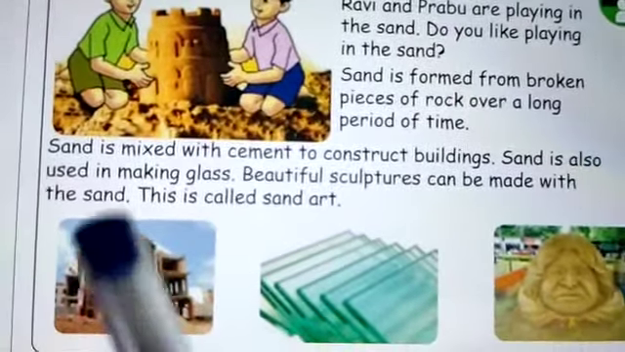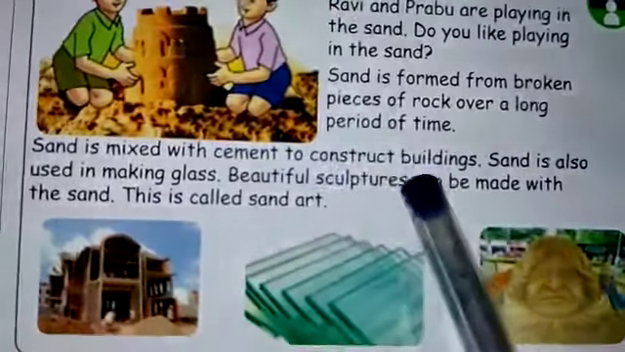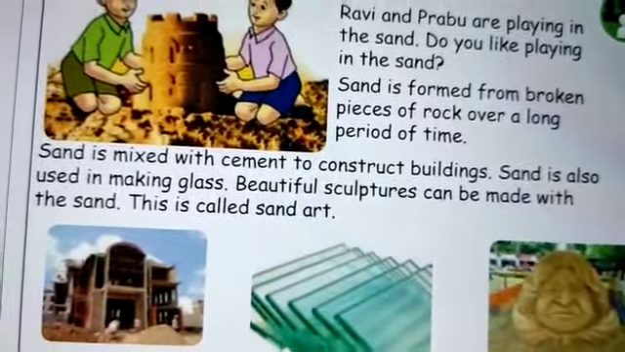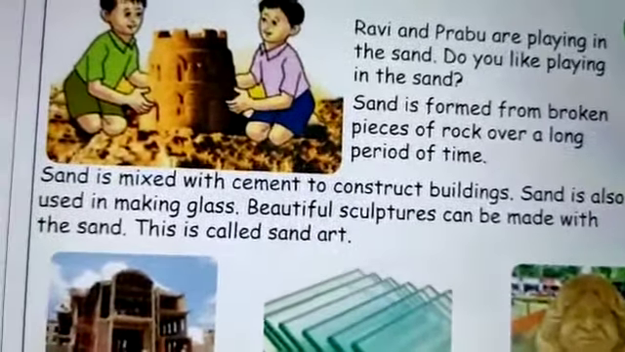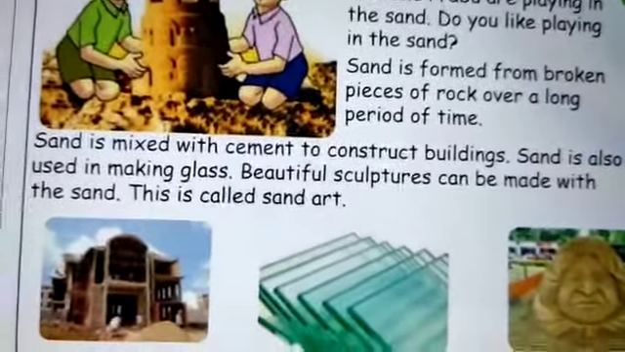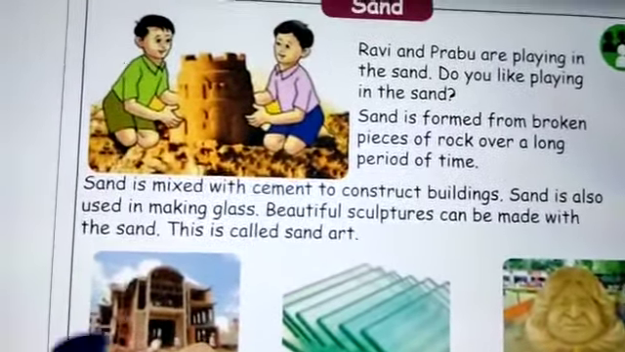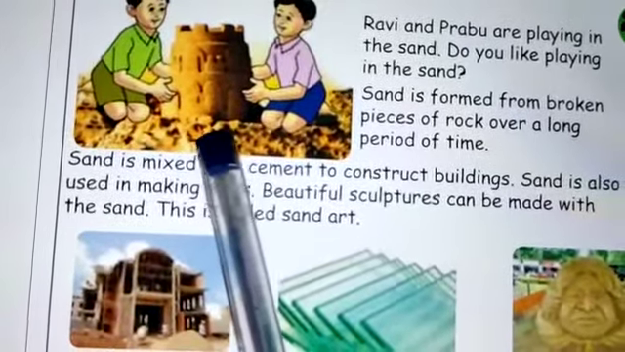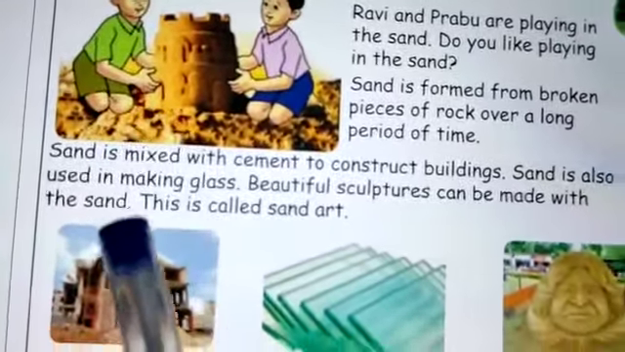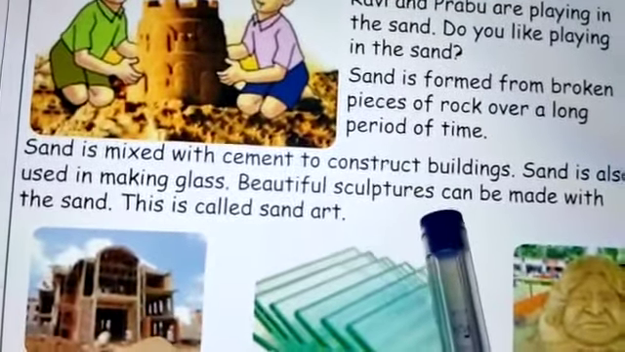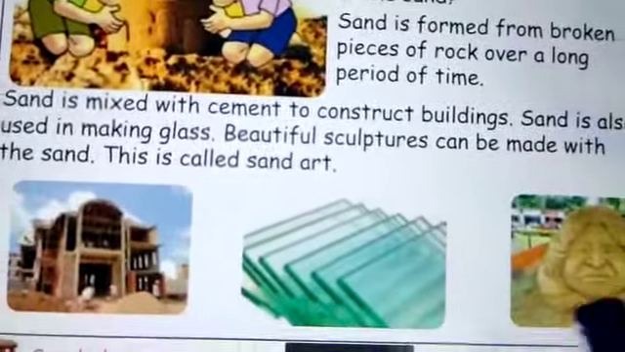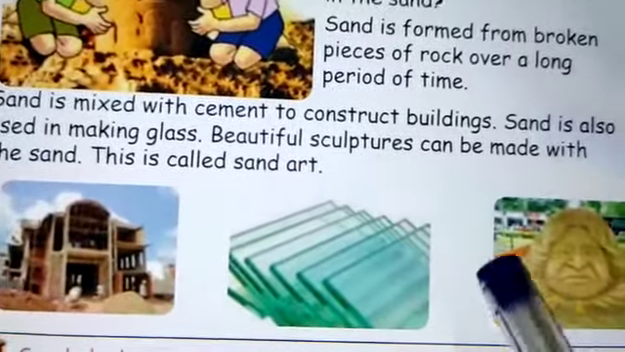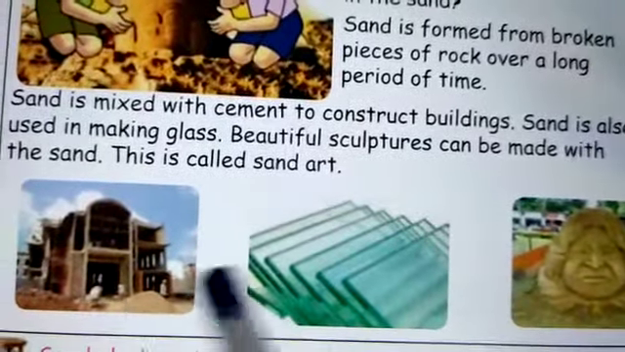That small tiny pieces of rock is called sand. Sand is mixed with cement to construct buildings. Sand is used in making glass. Beautiful sculptures can be made with the sand. This is called sand art. Children, you also build sand houses on the beaches like this, no? That is also a sand building. You can build beautiful sculptures. See, glass also comes from the sand. This is also sand art. See here, children, observe the pictures.